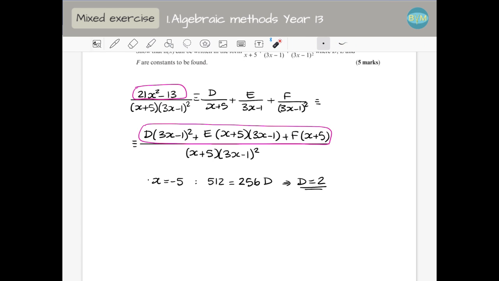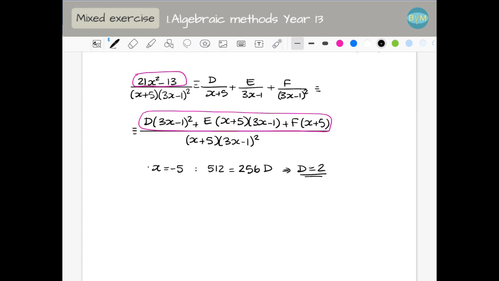We can use substitution to make this bracket equal to 0. x could be 1/3. So x equals 1/3. On the left, I have 1/3 squared, which is 1/9, multiplied by 21. We can simplify a bit, and we have 7/3. 7/3 minus 13, that is minus 32 thirds. And on the right, when I substitute 1/3, this bracket is 0 and this bracket is 0, so I have only f times x plus 5.